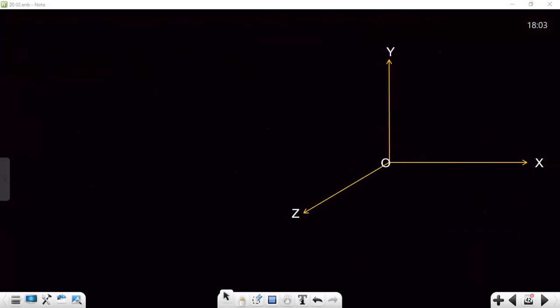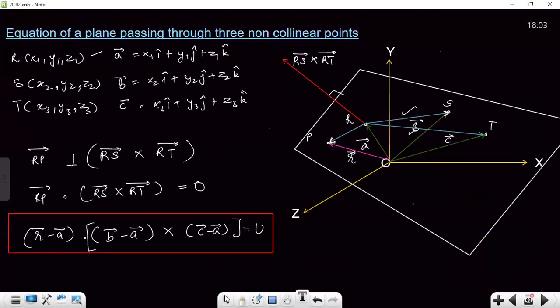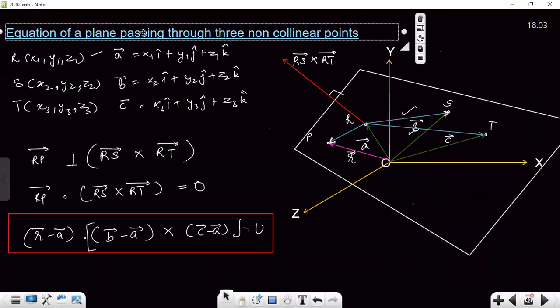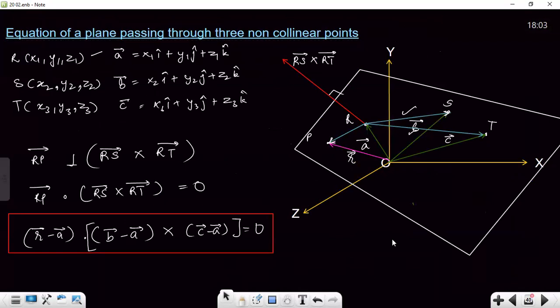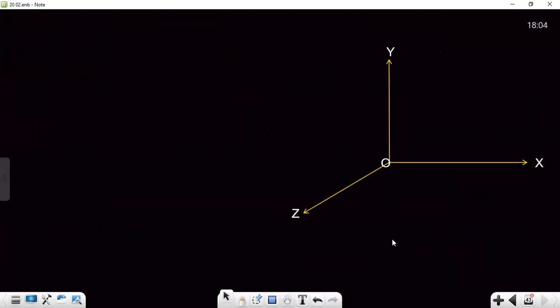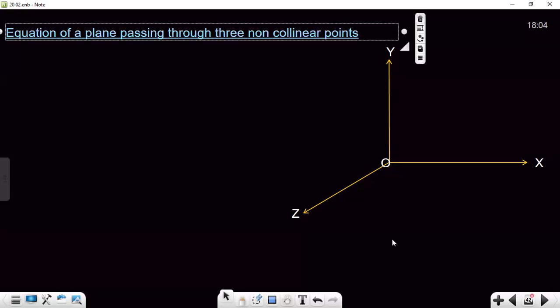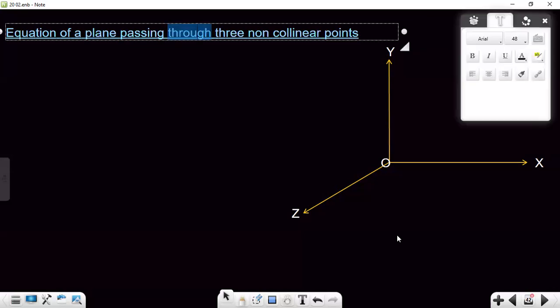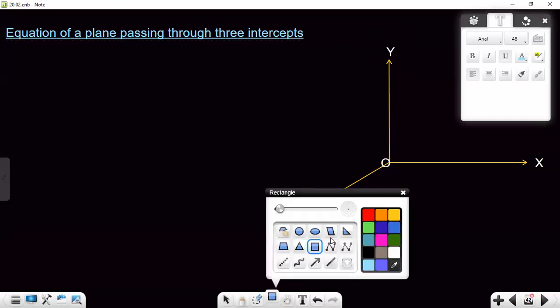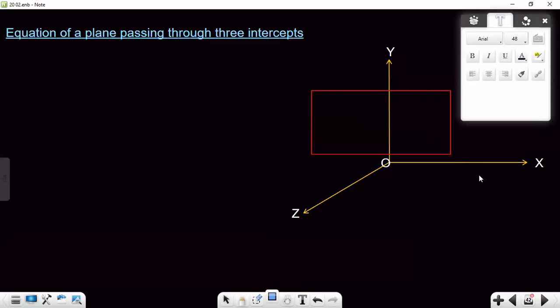Let's now discuss the intercept form, or the intercept form of the equation of a plane passing through three intercepts. Let's draw a plane. The plane is passing through three intercepts.